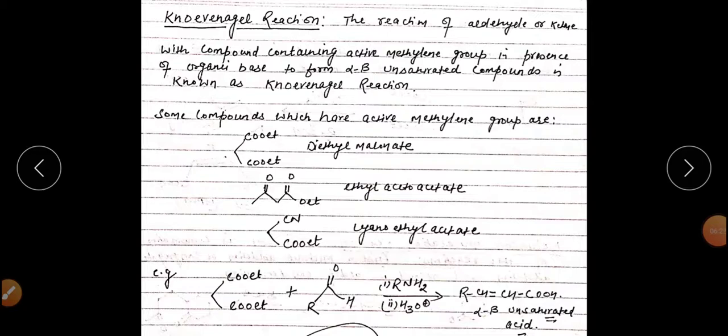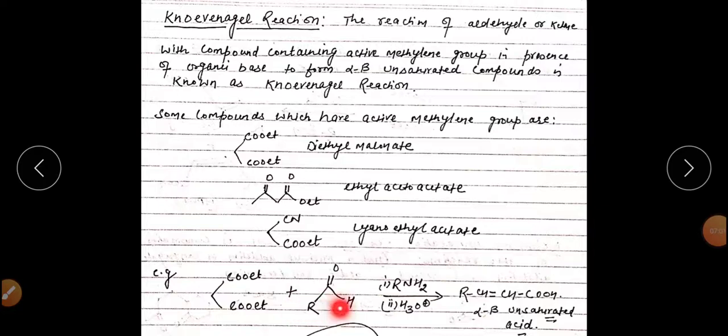So basically the Knoevenagel condensation reaction is the reaction between an aldehyde or ketone with a compound which contains an active methylene group, in the presence of an organic base, right? When these two compounds react, that is the compound containing the active methylene group and the aldehyde or ketone, in the presence of the organic base, they will get converted into an alpha beta unsaturated compound, and this reaction is called the Knoevenagel reaction. Here we have described some of the compounds which contain an active methylene group.